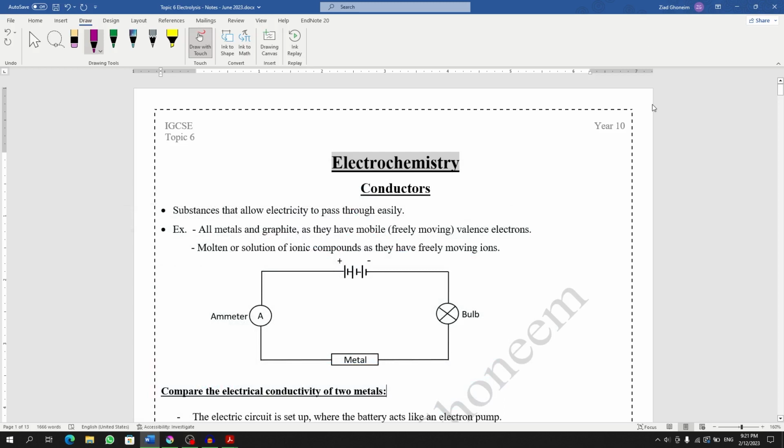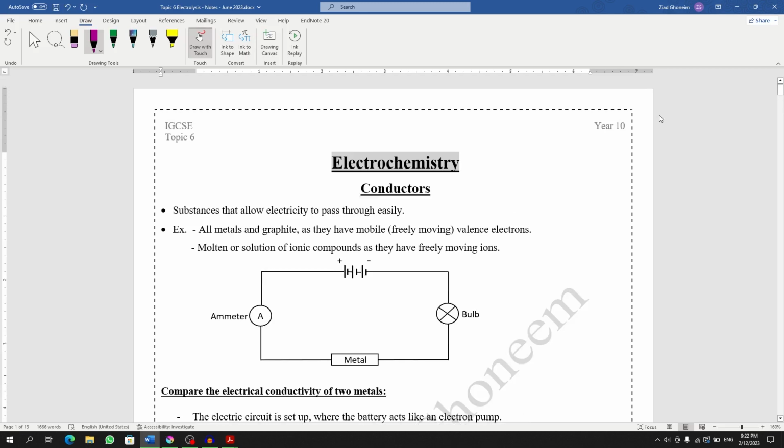Today we'll start topic 6, electrochemistry for IGCSE students in year 10 taking the extended curriculum. We'll start off this topic by comparing between conductors and insulators.